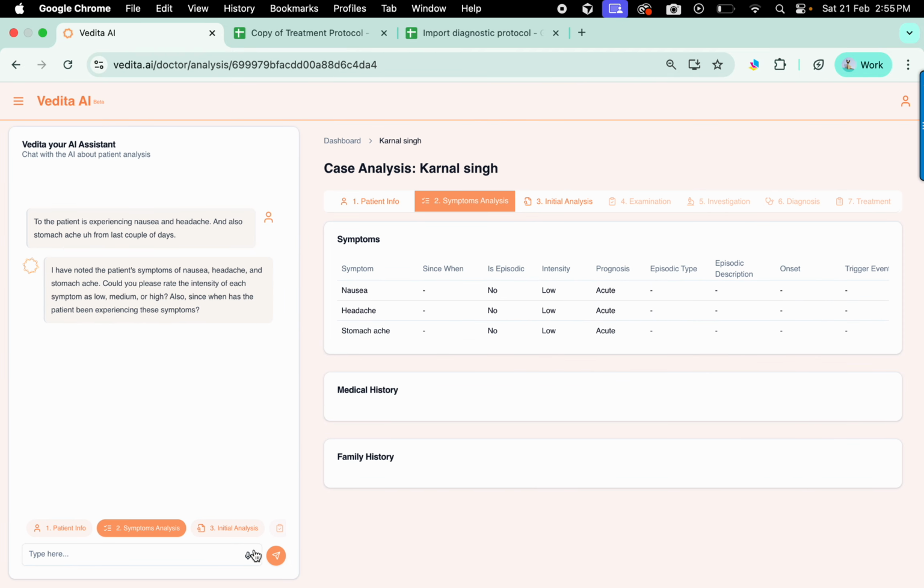Okay, so I'm going to tell that. Actually, nausea is pretty high. It started happening a couple of days ago when the patient went to a restaurant and ate some spicy food, and stomach ache is also pretty high. And yeah, by the way, the family history, yes. So both the parents are diabetic.